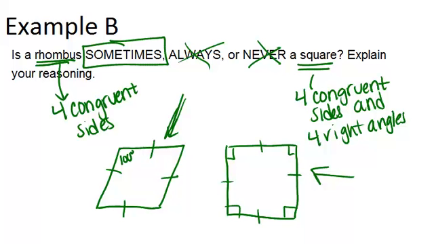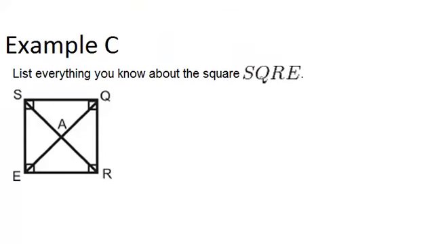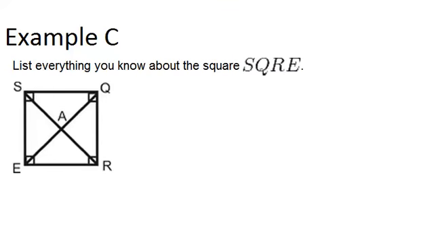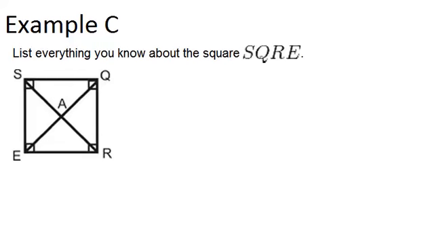Let's last look at example C. List everything you know about the square, SQRE. So remember that a square is really a combination of rhombuses and rectangles because a square has four right angles, which is what a rectangle is, and four congruent sides, which is what a rhombus is. It also has all the properties of a parallelogram. So it has a lot of properties.